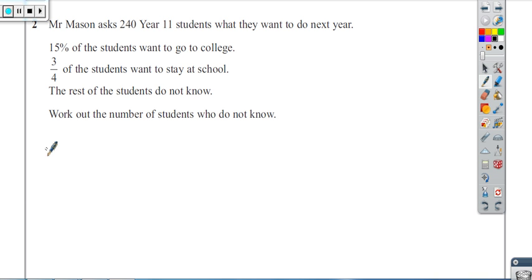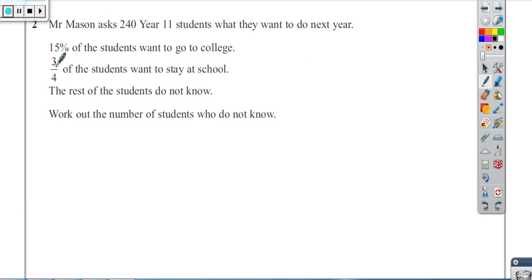So the most common approach was to calculate first 15% of 240 to find out how many students want to go to college. Then 3/4 of 240 was calculated. Then you added the answers, subtracted that from 240, and you got the answer to how many students don't know.